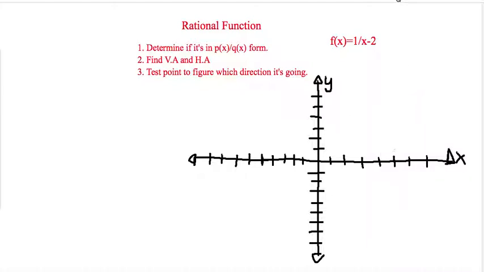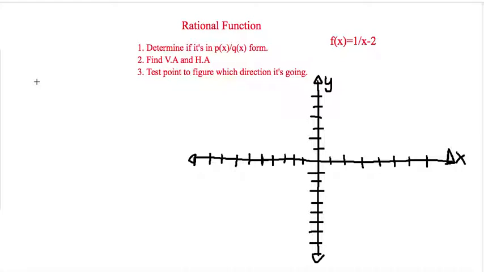So we have the function f of x equals 1 over x minus 2. Determine if it's in p(x) and q(x) form. Check, it's in p(x) and q(x) form. Now we got to find the vertical and horizontal asymptote. So let's find our vertical asymptote.